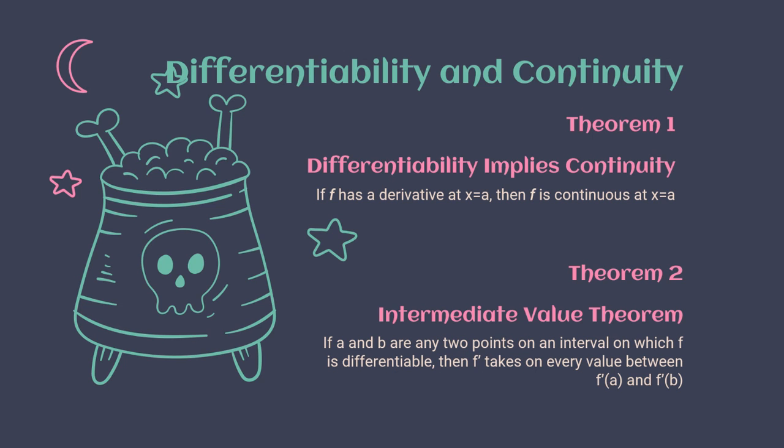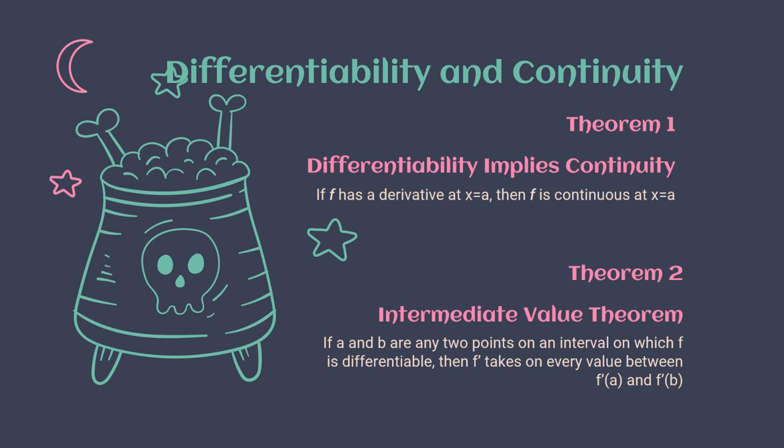However, it does not have a derivative at that corner. So we can go one way with this. We can say if it has a derivative, then it is continuous, but we can't go backwards and say if it is continuous, it has a derivative at every point, okay? Be very aware of that.